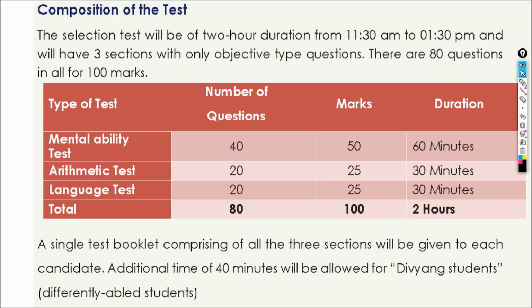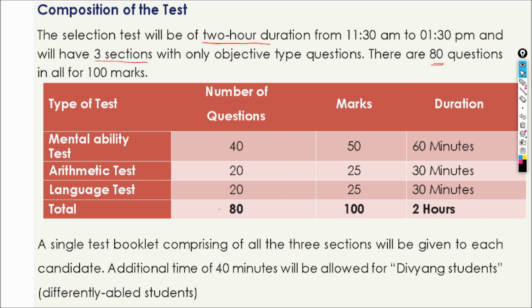The selection test will be of 2 hours. Here this is very important. The selection test will be of 2-hour duration from 11:30 a.m. to 1:30 p.m. and will have 3 sections with only objective type questions. So there will be 3 sections, and in these 3 sections there will be only objective type questions. There will be 80 questions in all, for 100 marks. 80 questions for 100 marks.